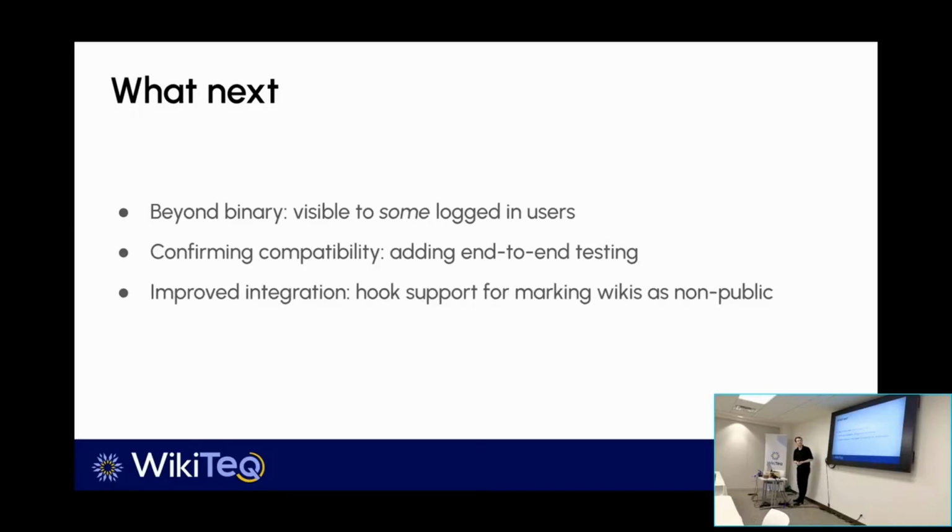Improved integration. The way that we tell MediaWiki that this wiki should not be public is by intercepting the group permission lookup for what rights the * everyone group has. That's kind of a hack. It works, and all the best hacks do, but ideally MediaWiki would have some kind of hook for, is wiki public or not, instead of relying on permissions, so that we can draw a distinction between read rights and reading file content.